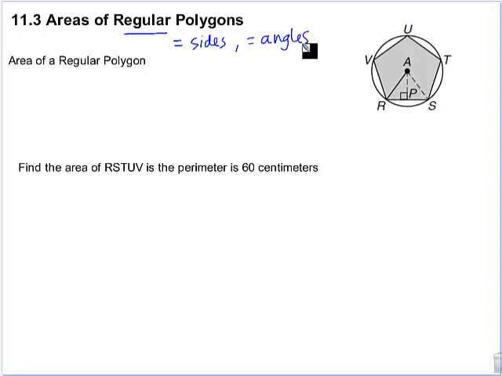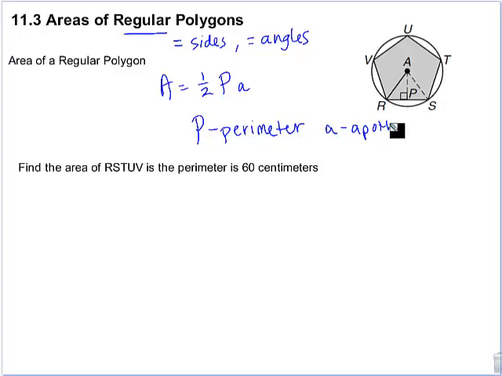There is a formula to find the area of a regular polygon. As long as we have equal sides and equal angles, it works. That formula is area is equal to 1/2 perimeter times apothem. Capital P stands for perimeter. A stands for the apothem, which I will show you what it is once you have that down, so you understand where to find the apothem in the regular polygon.